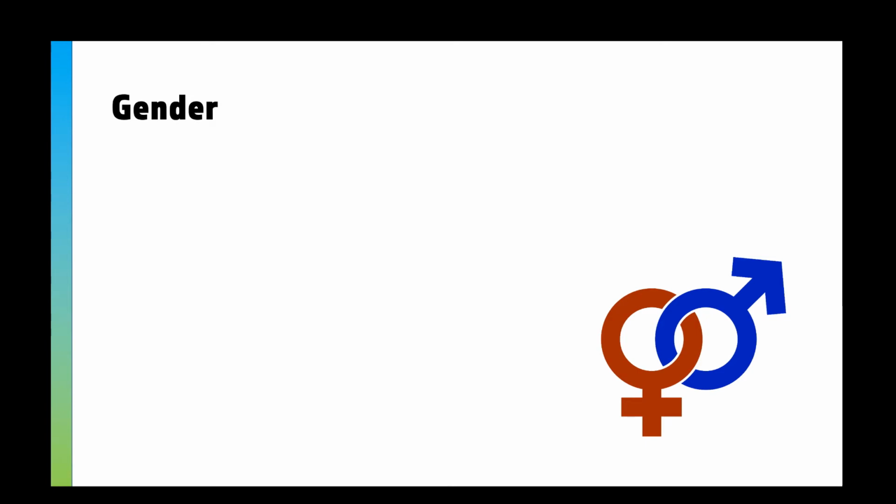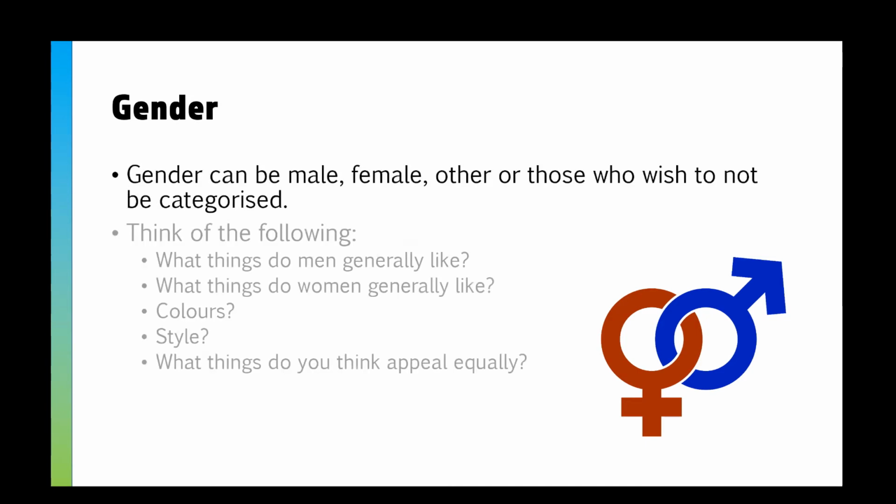So first things first, let's talk about gender. Gender can be male, female, other, or those who don't want to be categorised. So you need to think of the following things. What things do men generally like? What kind of things do women generally like? You have to do a little bit of research. What kind of colours and style, and what kind of things do you think appeal equally? You might have to do a survey, you might need to go and ask people, you might need to do some online research, but you should have an idea of what each gender generally likes.